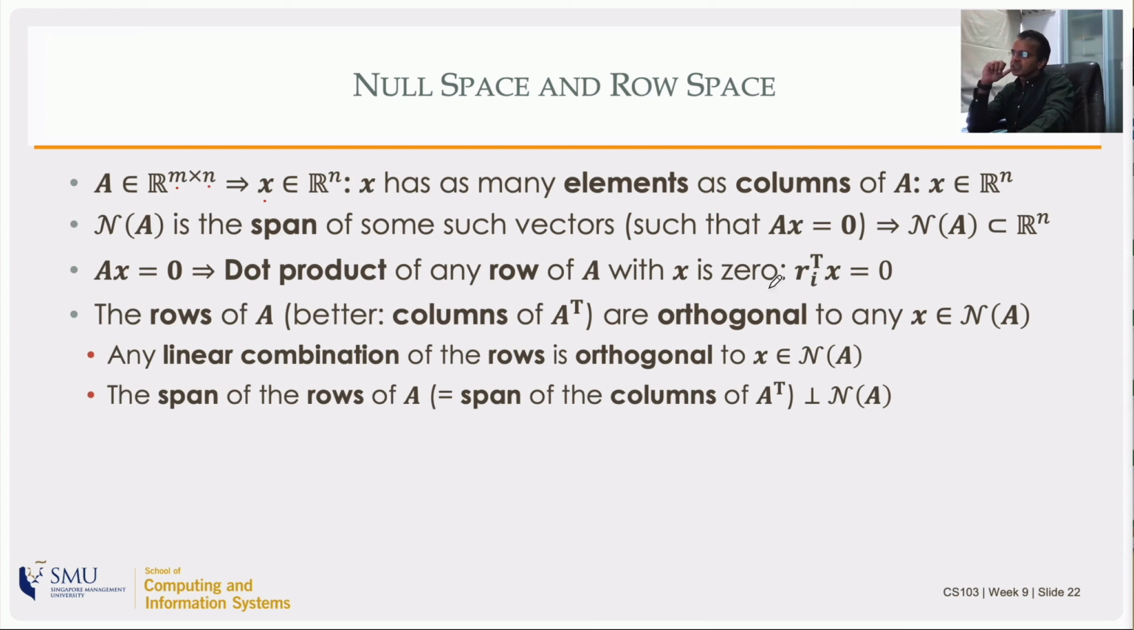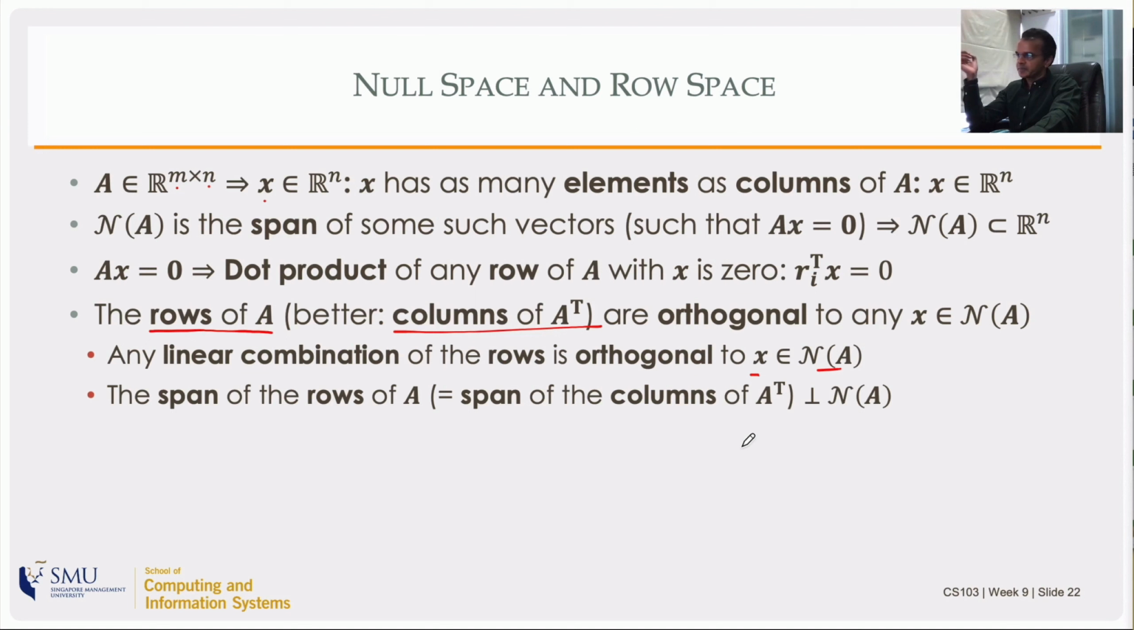Now instead of calling it the rows of A, I don't really like it because remember vectors are always columns, which is why I wrote Ri transpose. I can take a row of A and take its transpose, or I could just transpose the whole matrix A and look at the columns of the transpose. So the rows of A are row matrices, or a better way of looking at it is to say that the columns of A transpose are orthogonal to my X. Any possible linear combination of the rows would be orthogonal to my X as long as X is a member of the null space, and the set of all such linear combinations is what we will call the row space.